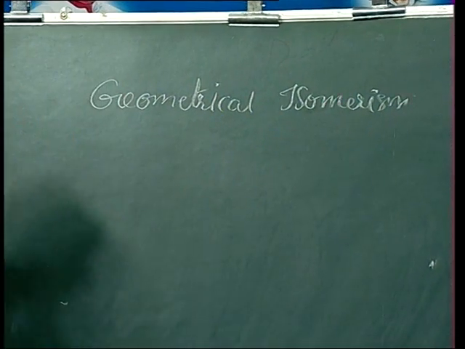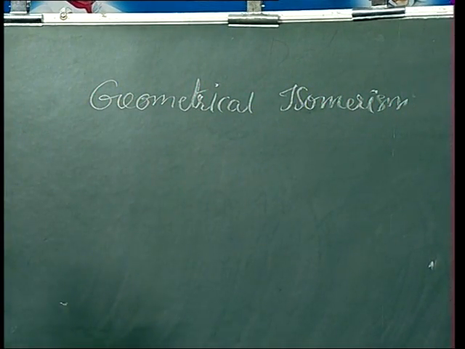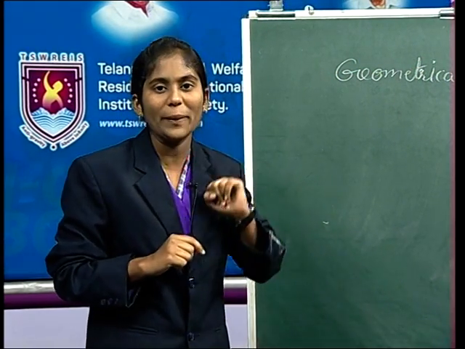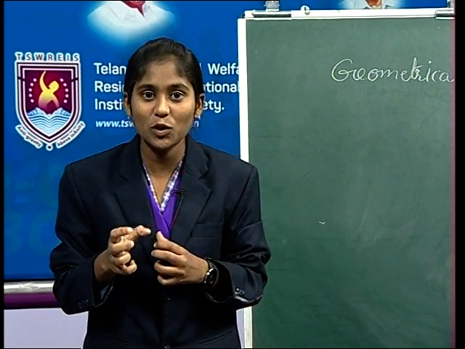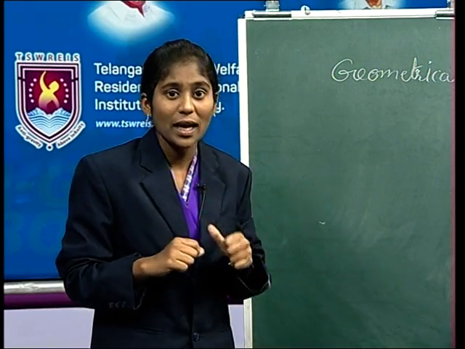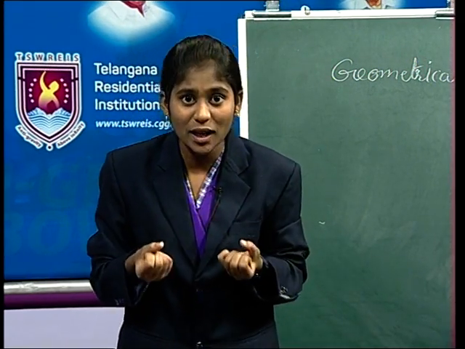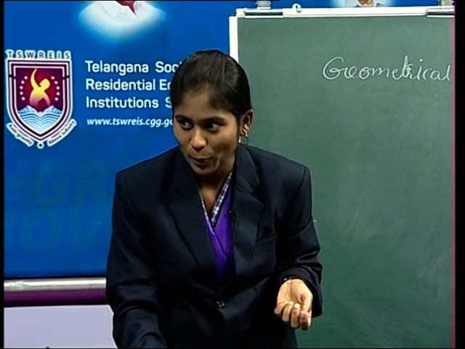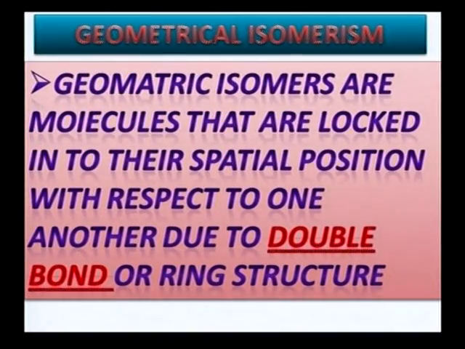Okay, are you following me? The geometrical isomerism. Already you know what isomers and isomerism are. So let me see the definition of geometrical isomerism. Geometrical isomers are molecules that are locked into their spatial position with respect to one another due to a double bond or a ring structure. This is called geometrical isomerism.